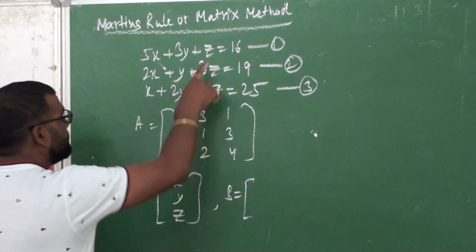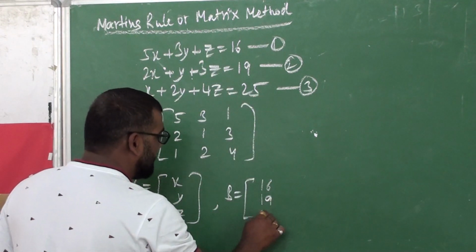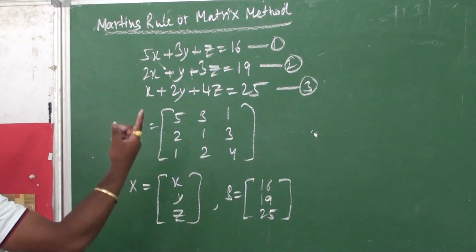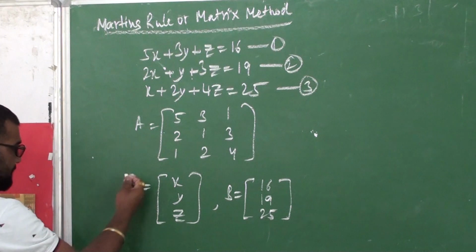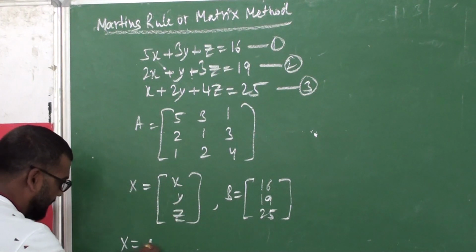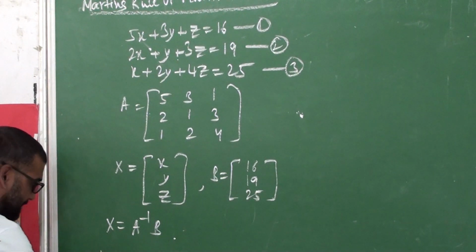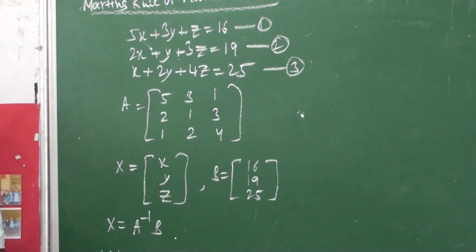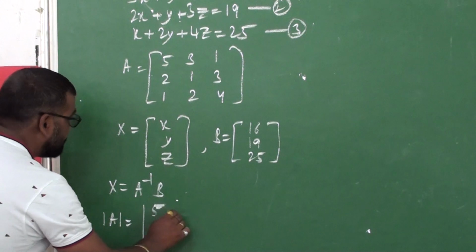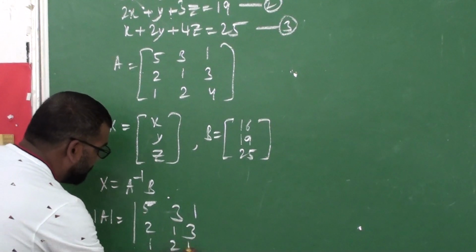B is equal to the constants on the right hand side of the given equations, 16, 19 along with 25. So firstly, the formula to find the variables X, Y and Z is X equals A inverse into B. To find A inverse, I'll find the determinant of the given matrix. The determinant of the given matrix is given by 5, 3, 1, 2, 1, 3, 1, 2, 4.